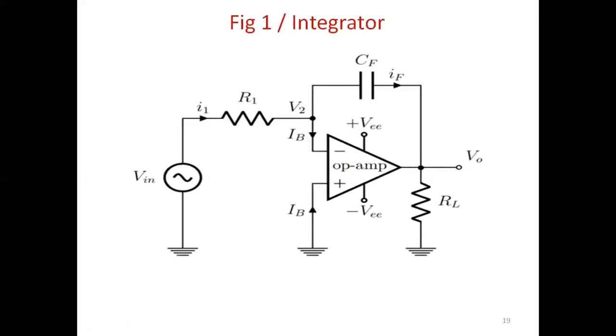Basically, an integrator is a low pass filter. Generally, input is applied to the resistor, output is taken across the capacitor. So this point is positive, this point is negative. We are taking the output voltage across CF. So integrator is an RC circuit having the output taken across the capacitor. Input is given through a resistor. The time constant is given by R1 into CF.